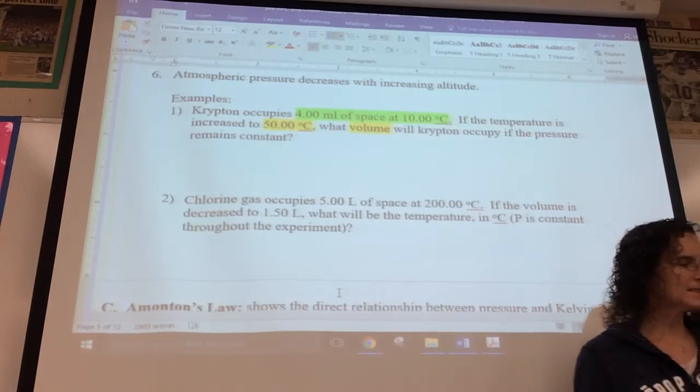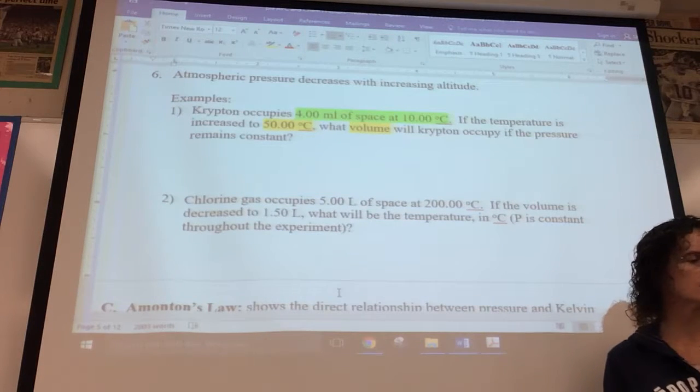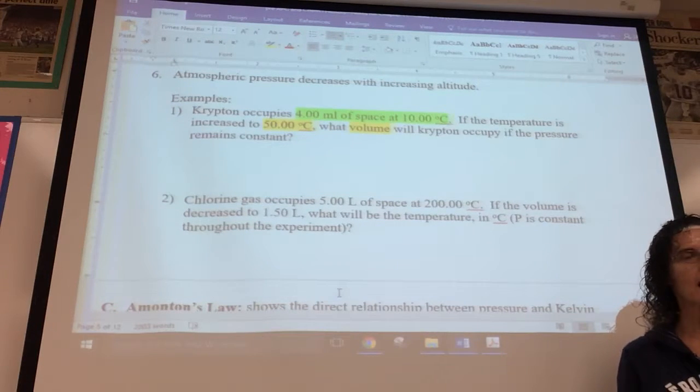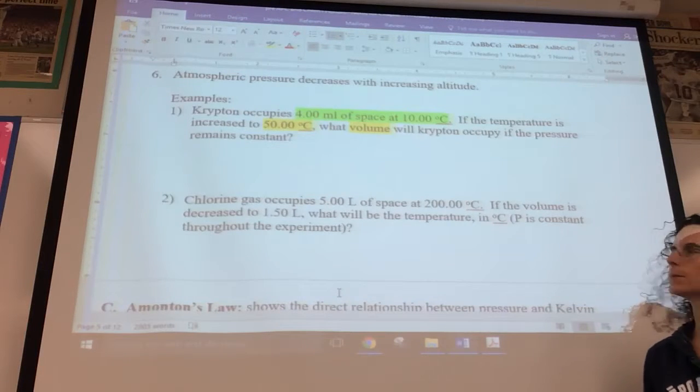The first one says that krypton occupies 4 moles of space at 10 degrees Celsius. Highlighted in green is your first set of conditions. Volume and temperature specified. We'll write those down in a minute. If the temperature is increased to 50 degrees Celsius, we want to know the volume that krypton occupies at that temperature when pressure remains constant.